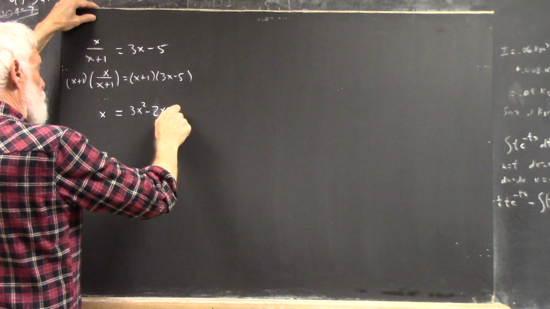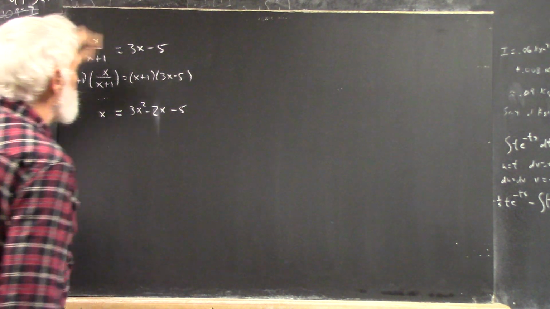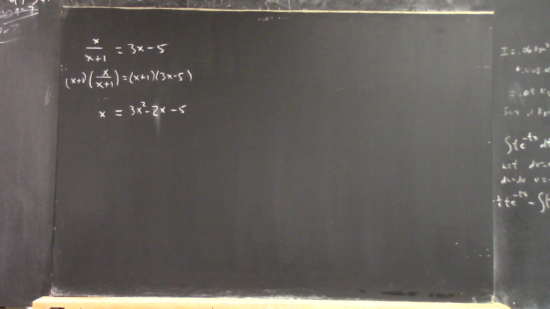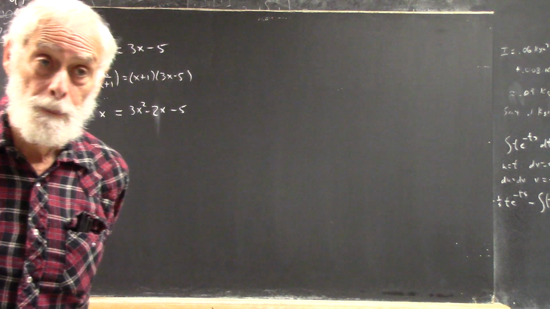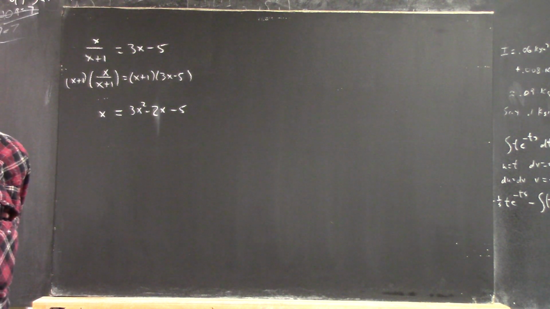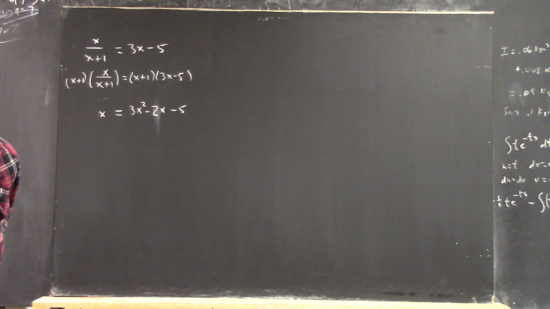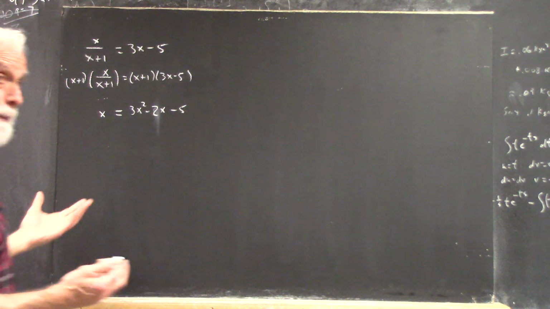I was going to write out every term, but I'm not going to do that. Okay? I believe that comes out 3x squared minus 2x minus 5. Now what do we do? Well, not going to wait around. Somebody want to tell me that?